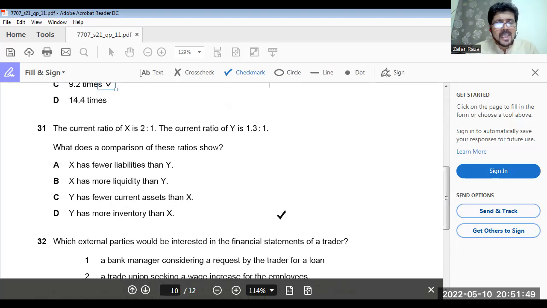Now 31. The current ratio of X is 2:1. The current ratio of Y is 1.3. What does the comparison of these ratios show? X has fewer liabilities than Y. No, this cannot be known. What can be known is that X has more liquidity than Y. This can be known.